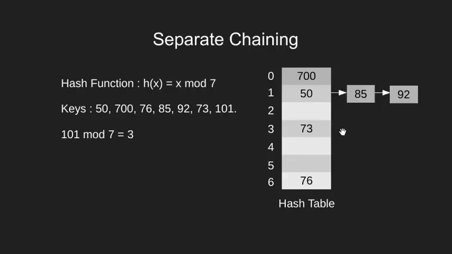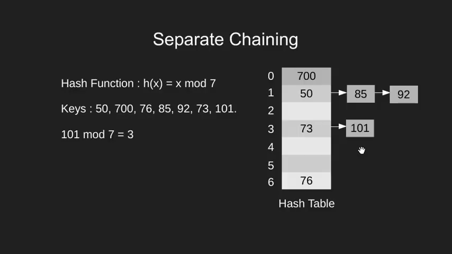Again a collision. We create a linked list of hash value 3 and add a node to it with key 101. This is how our hash table will finally look.